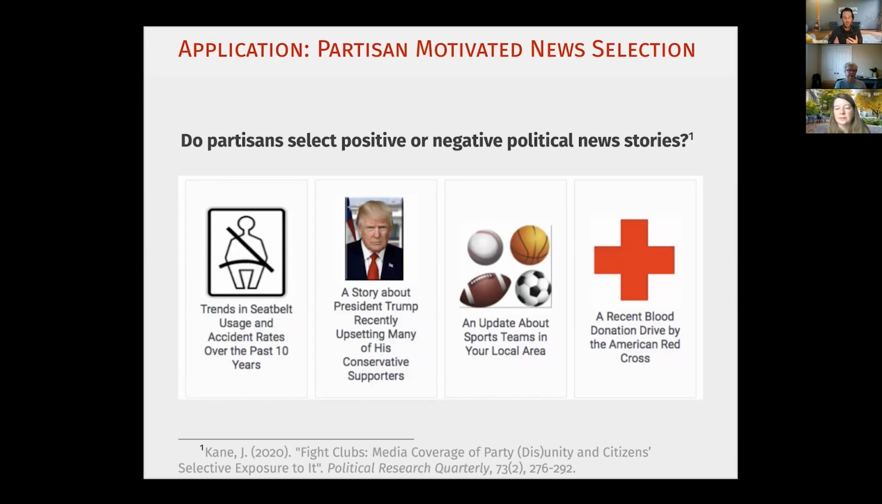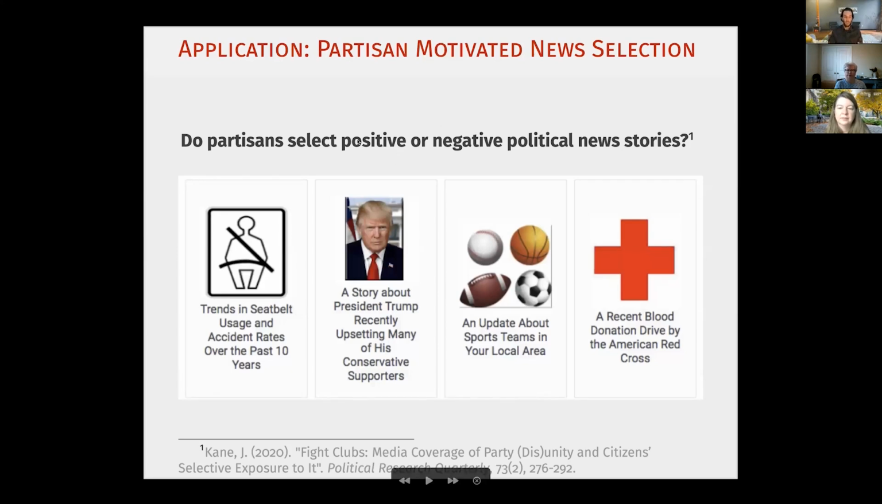So the replication that I'm going to be talking about comes from John Kane in a recent article that he just published in PRQ. And basically his research question is, do partisans select negative or positive political news stories? The idea being that if I am a Democrat, I should be more likely to want to read positive stories about my in-group, but also potentially negative stories about my out-group. And so the same should hold for Republicans.